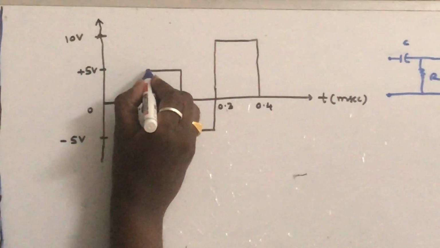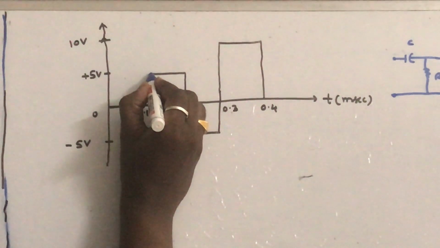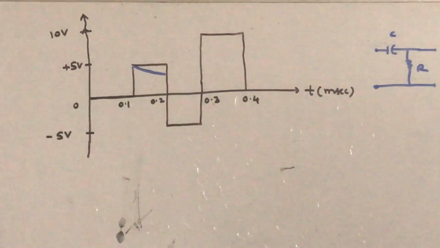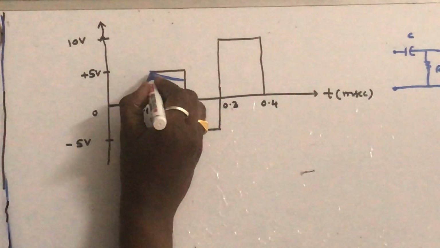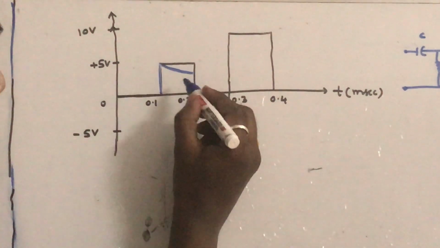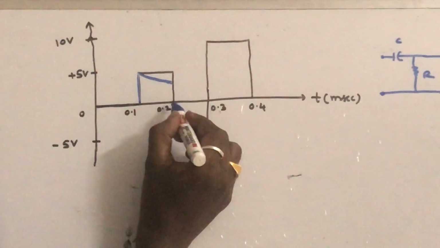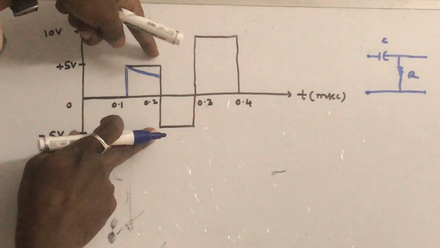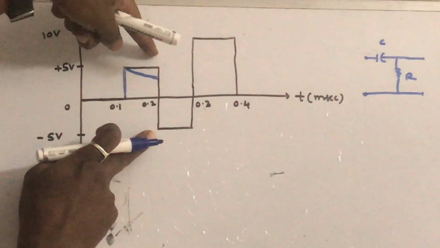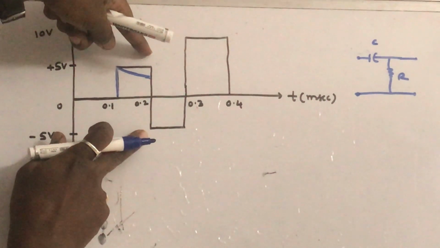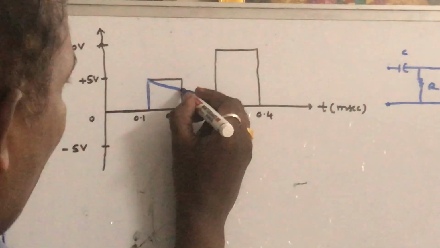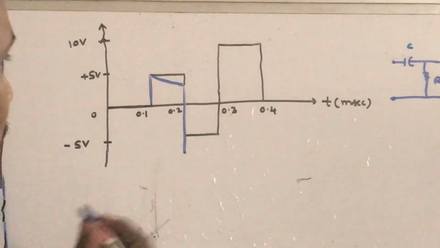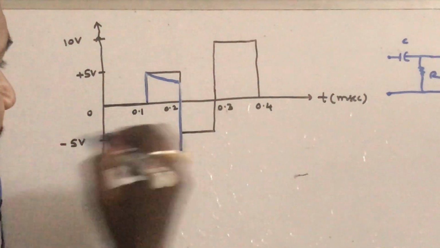As you know, for a step input, the response of the high pass circuit will be something like this. The voltage across the resistor decreases exponentially. At t equal to 0.2, there is an amplitude change of 10 volts, from plus 5 volts to minus 5 volts. The same change appears across the output resistor. So this is the response.